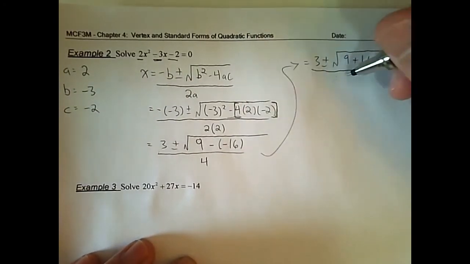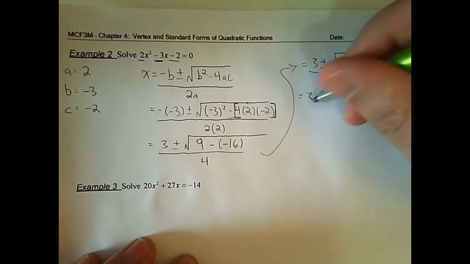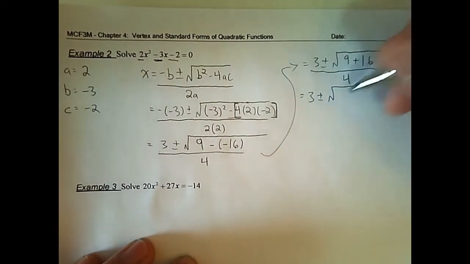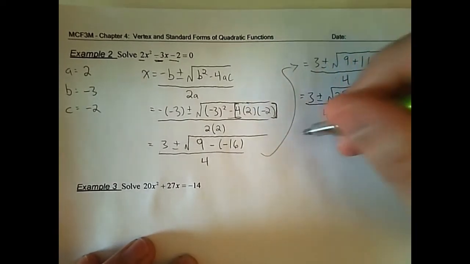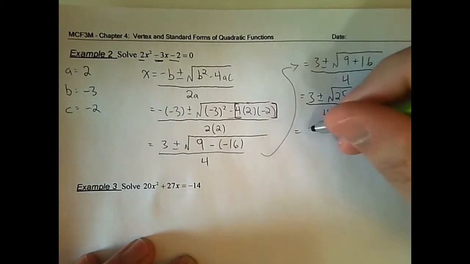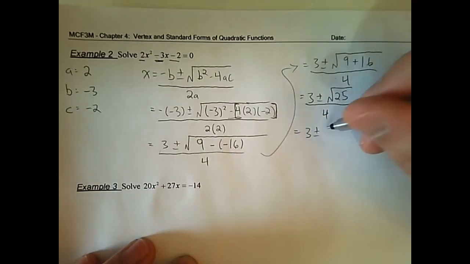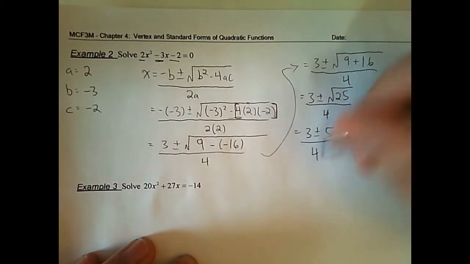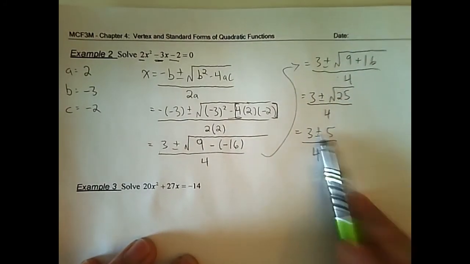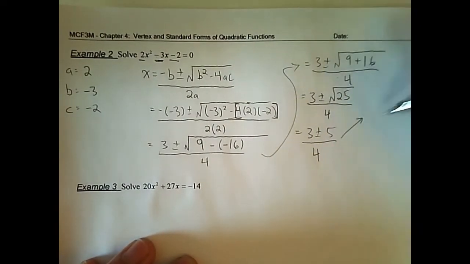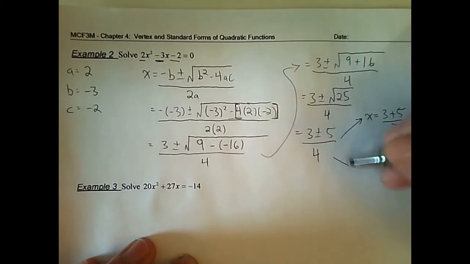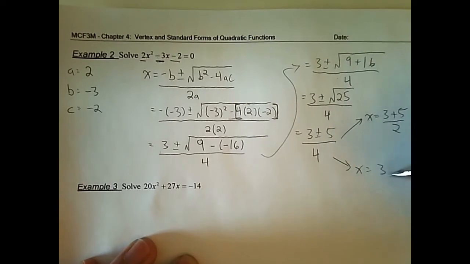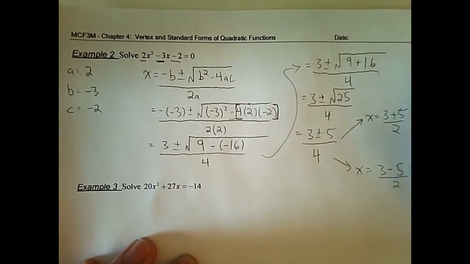So times 4. So then we just do the stuff underneath the brackets. We add those together, we get 25 divided by 4. Square root of 25, using a calculator, it's going to be 5. And then we have the plus or minus sign here. So now I'm just going to do one for x equals 3 plus 5 divided by 2. And then x equals 3 minus 5 divided by 2, which is equal to 8 over 2.